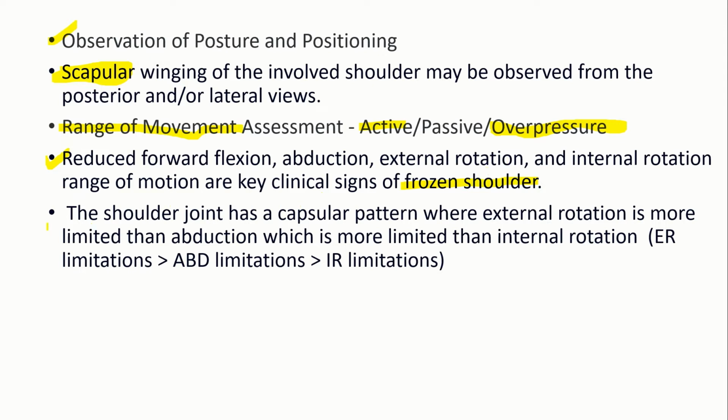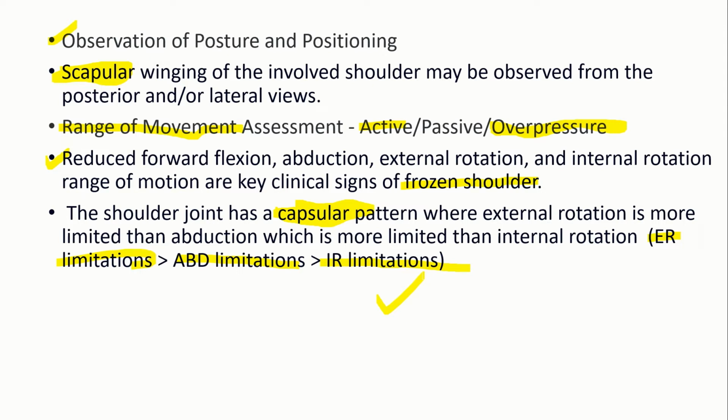The shoulder joint has a capsular pattern. As I've told about the capsular pattern in my previous video on adhesive capsulitis, which you can check out. So what happens in adhesive capsulitis is there will be a limitation of the shoulder joint range of motions in a capsular pattern, according to which the external rotation limitation will be more than the abduction limitation, and the abduction limitation will be more than the internal rotation limitation. So this is the capsular pattern which the involved shoulder of the patient will show.